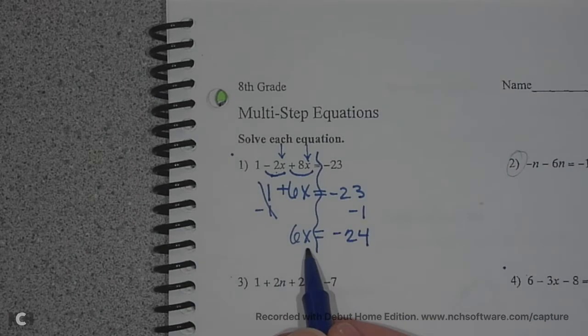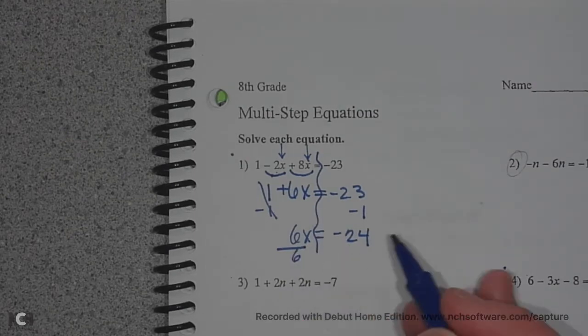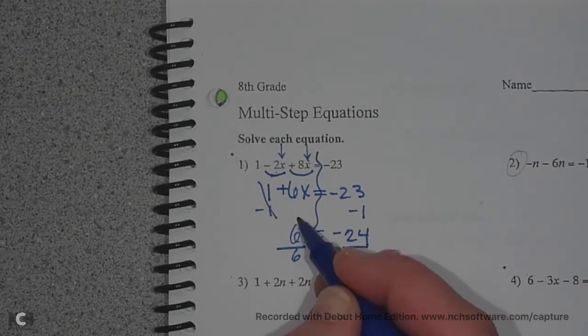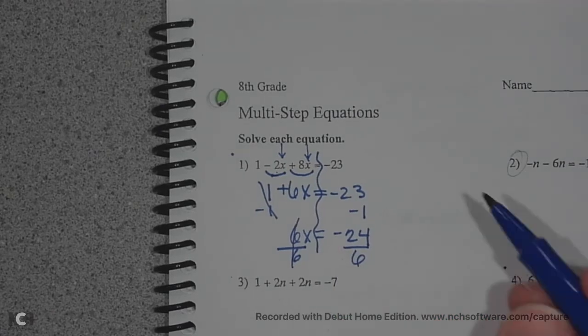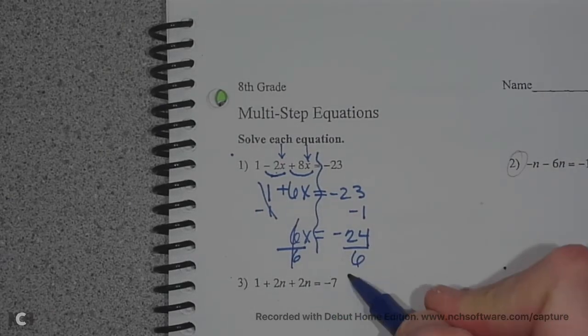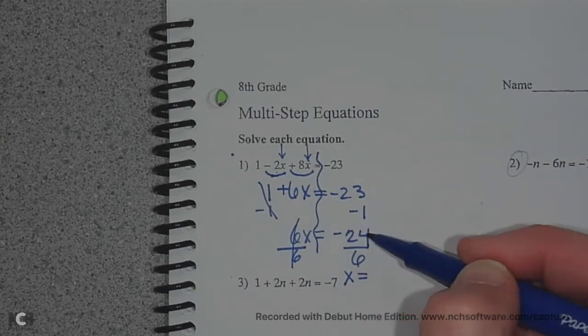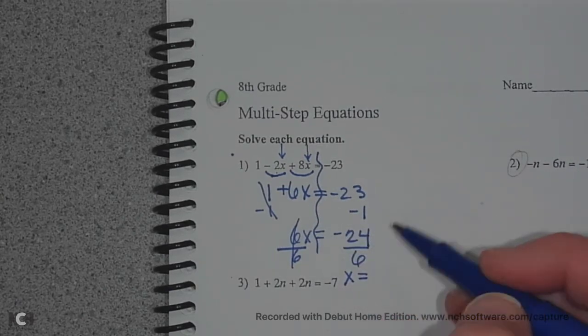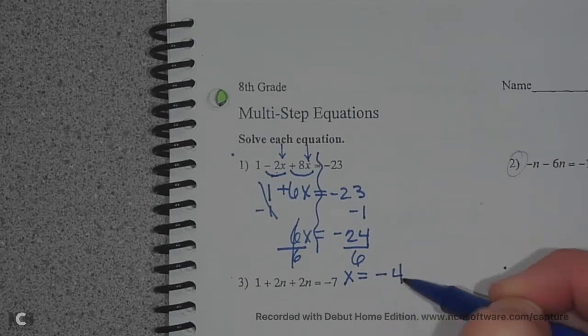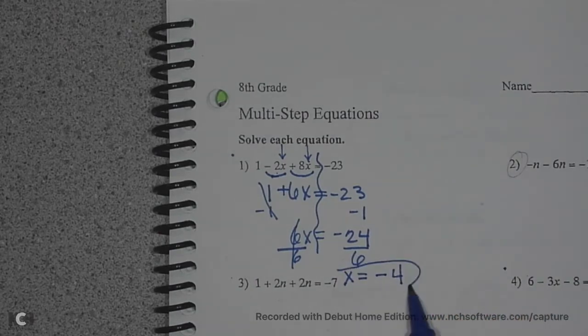So we have 6 times x equals negative 24. We need to get rid of the 6 by doing the opposite of multiplication, which is division. So let's divide by the 6 to make it go away. And we are left with, I'm running out of room here, guys, x equals negative 24 divided by 6, which is negative 4. And that's our answer. So that's number 1 for you there.